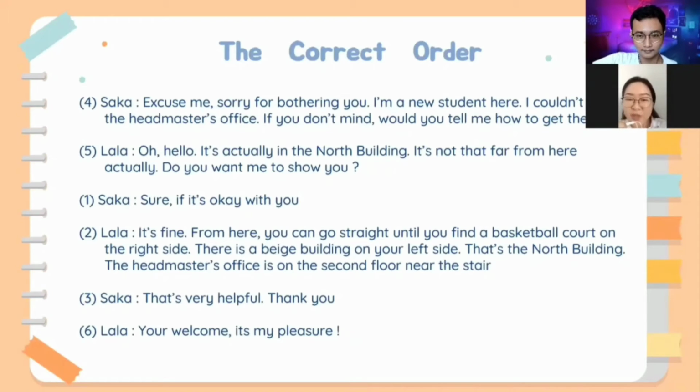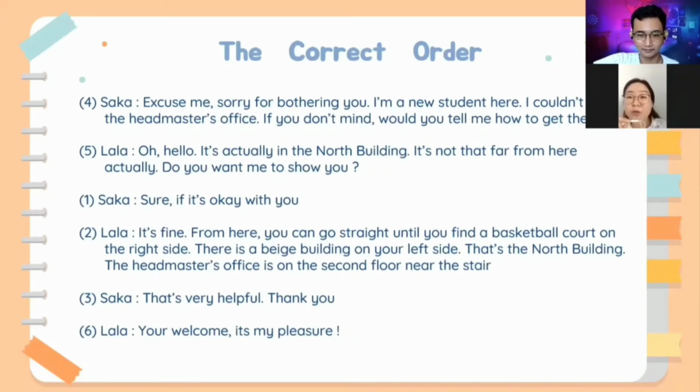Okay, yeah. So as you can see here is the first dialogue. First line is 4, and then continue with 5. After that is 1, and then 2, and then 3, and the last one is 6. So Arta is correct. Congratulations. Yay, thank you, Miss.